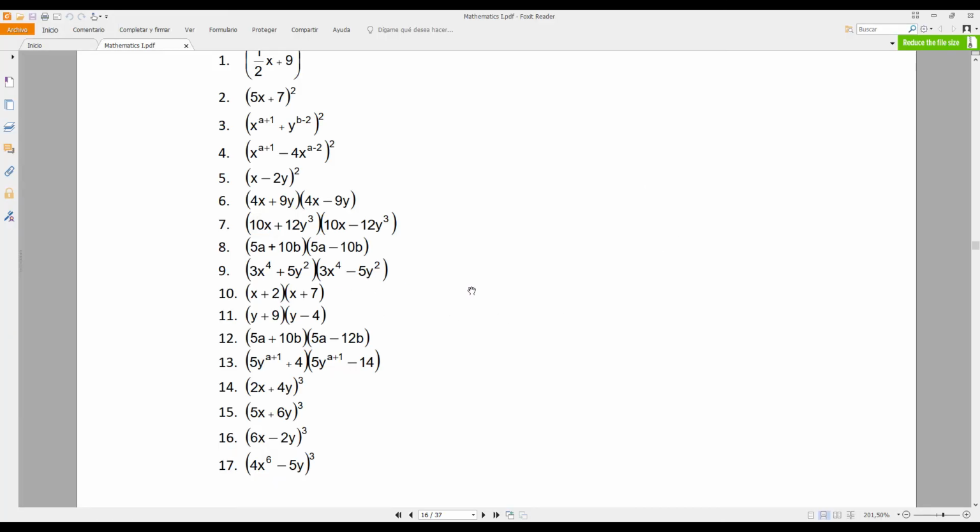So the homework of today, you will send me exercises 10 until 13 for the binomials with a common factor, and from 14 until 17 from the cube of a binomial.